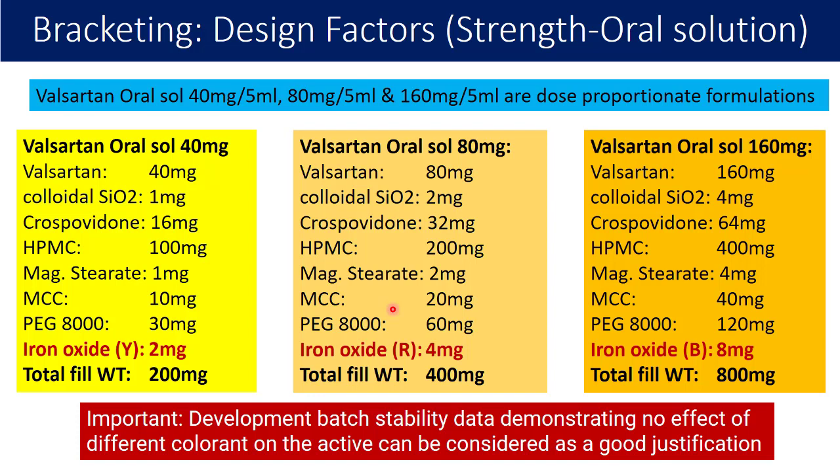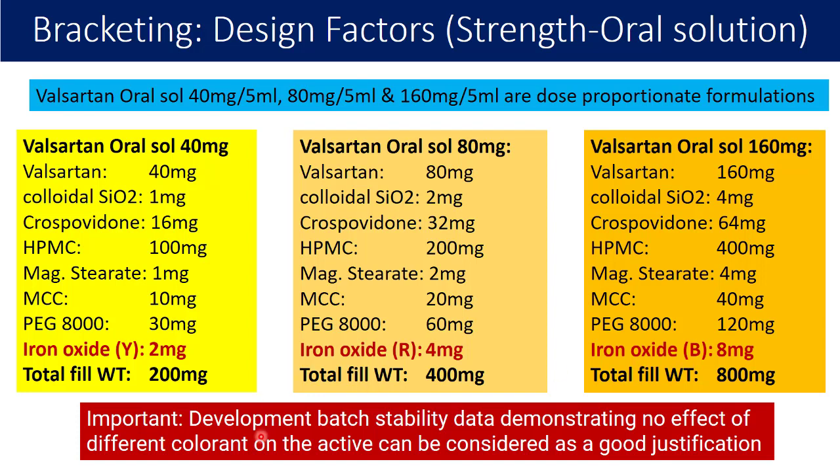Now here is a small exclusion from the number of excipients present in a sample. The colorants or the flavoring agents can be excluded. Here is an example I tried to give: for valsartan oral solution 40 mg, the colorant is different. The coloring agent is iron oxide yellow. In case of valsartan oral solution 80 milligram, the iron oxide red is the coloring agent. Whereas for 160 milligram oral solution, it is the iron oxide black.